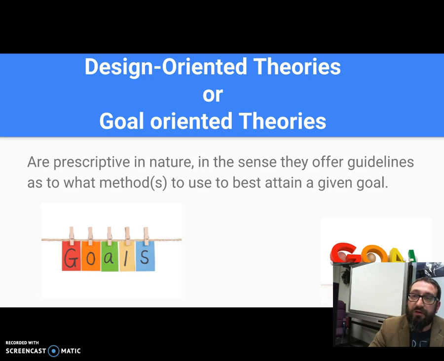Design-oriented theories, or goal-oriented theories, are prescriptive in nature, meaning that they state what should happen. So in a sense, they offer guidelines as to what method or methods to use to best attain a given development or learning goal.